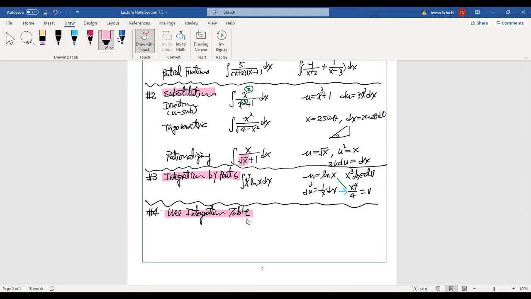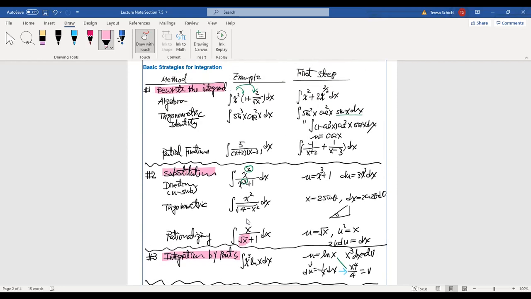Is there any chance the problem you are trying to solve matches one of the forms for which people already derived the formula for you? All right, so basically those are the strategies, and those are the things we went through since we started the integrations here. All right.